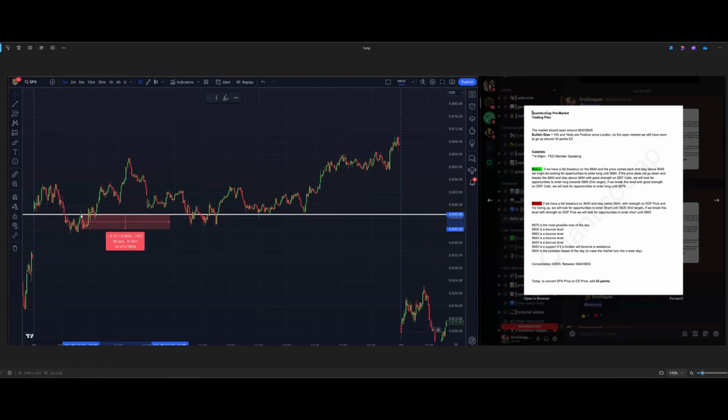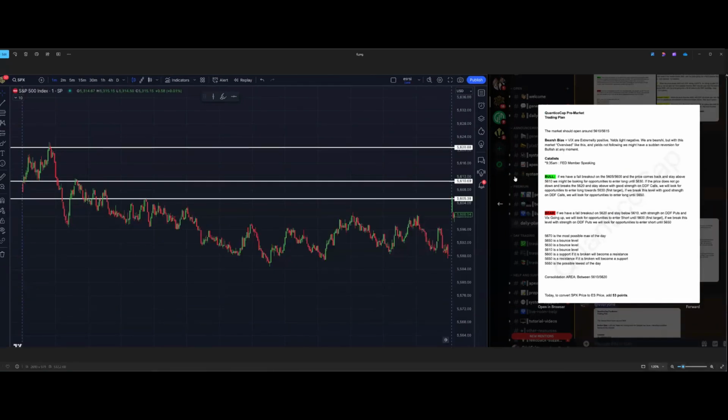It's almost like magic, but it's not. And it also helps you make money, which is my favorite type of magic. So let's move on to our next scenario. So next scenario we have, let's see what the trading plan has for us.